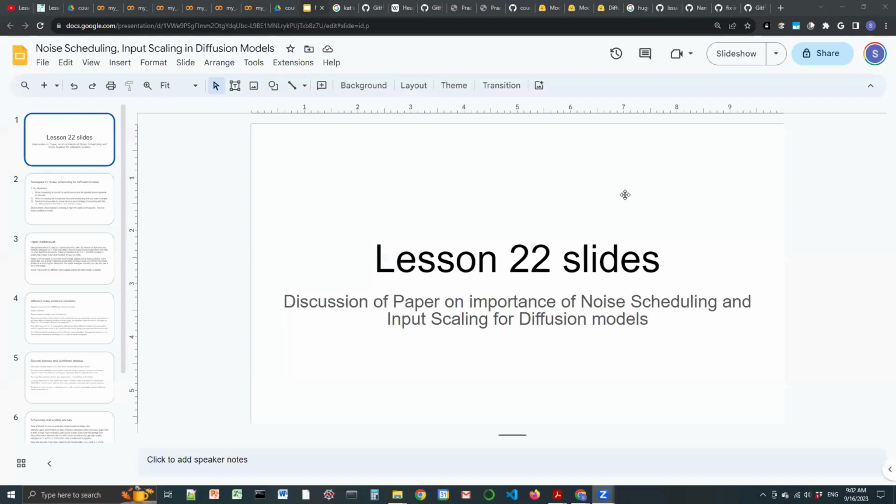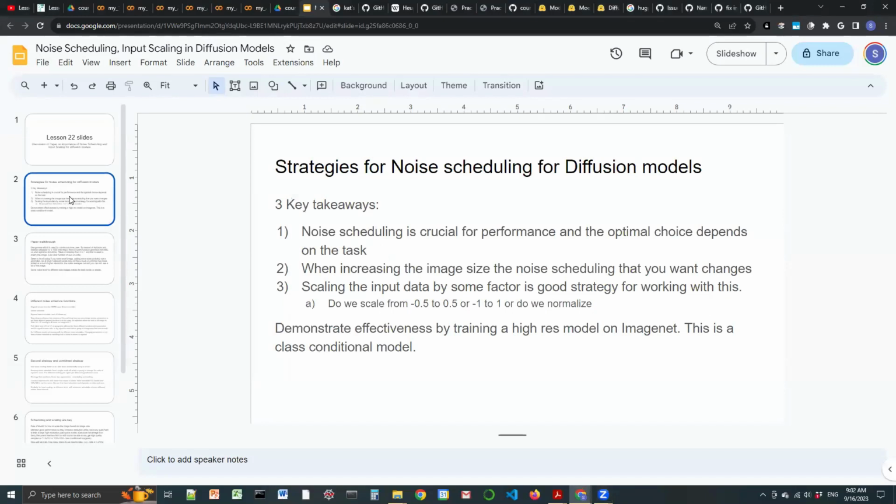the discussion of this paper, and then we'll go on to implement actually a similar paper, but from NVIDIA, that really thoroughly explores the design space of all of the contributing factors to get good generative diffusion models. But first, let's go through this paper. What the paper talks about is the strategies for noise scheduling for diffusion models. So three key takeaways from the paper. One, the type of schedule we use is crucial for performance.